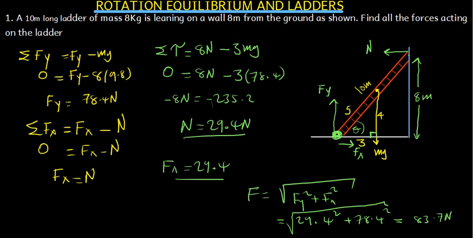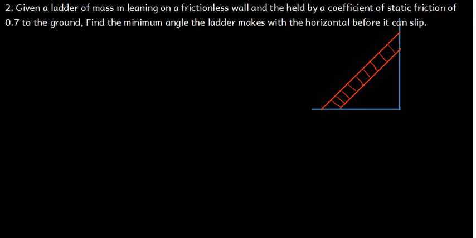Alright, this is all for the first question. Let's proceed and look at this one. Given a ladder of mass m leaning on a frictionless wall and held by a coefficient of static friction of 0.7 to the ground, find the minimum angle the ladder makes with the horizontal before it can slip. So I want the minimum angle here, theta, that the ladder can make before it can slip.